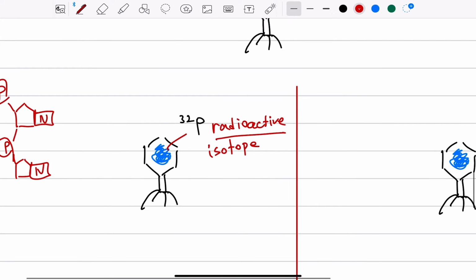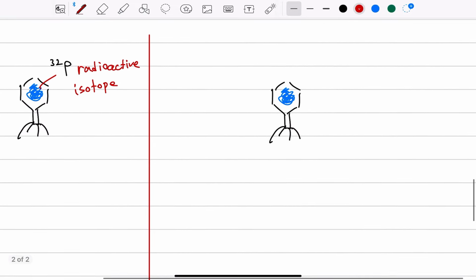And this is radioactive intentionally, because then we can look at where this DNA is through radioactivity. And on this side we label the protein with sulfur 35. This is also a radioactive isotope.